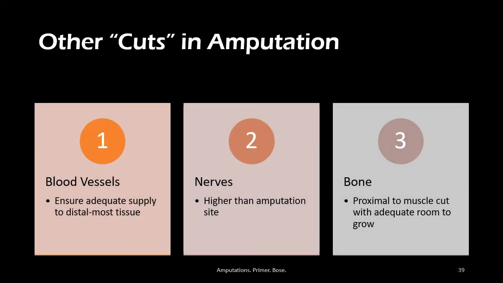Apart from skin and muscle, other tissues are of course divided in the course of surgery. These include the blood vessels, the nerves, and the bone. The blood vessels are carefully ligated to ensure adequate supply of blood to the remaining distalmost tissue. The nerves are always cut much more proximal, which is higher to the site of amputation. This is achieved by pulling on the nerve and dividing it with a very sharp scalpel or knife.